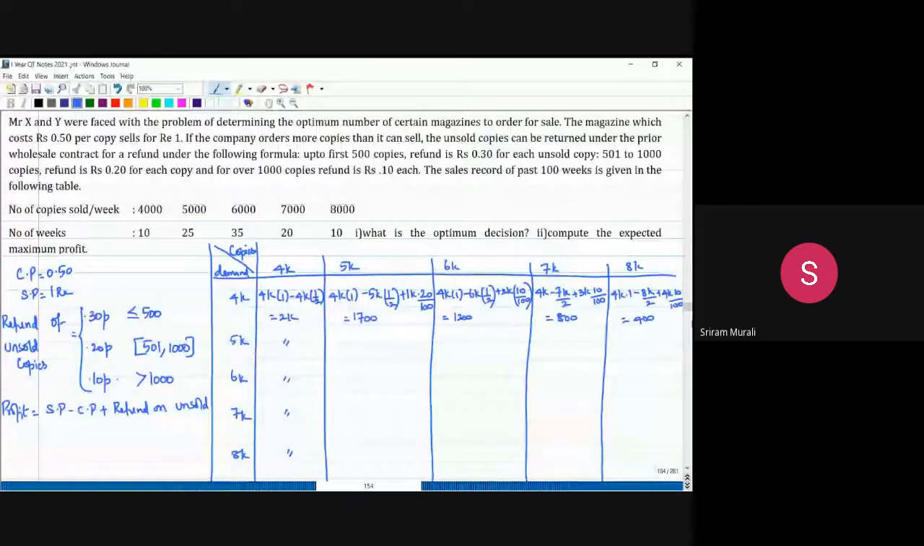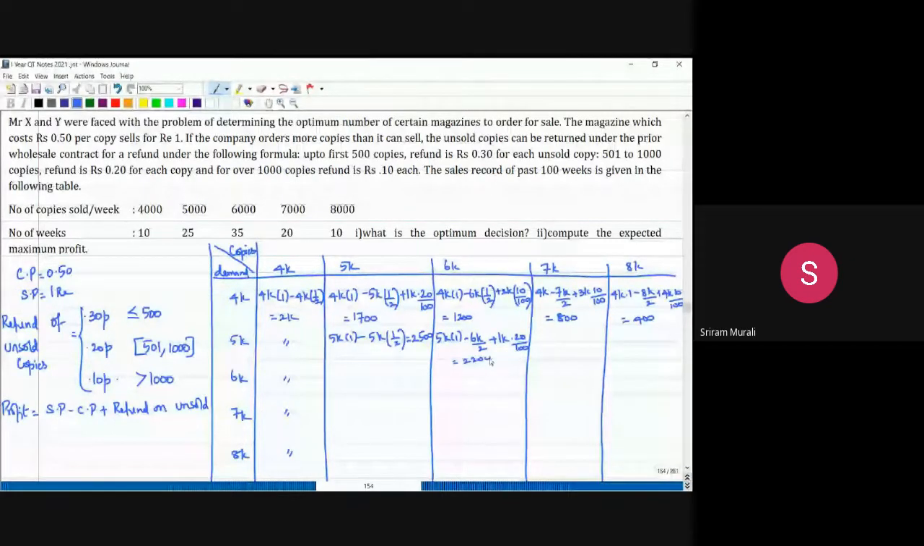Understood that? What will this case come to? Demand is 5. Supply is also the same. So there is no unsold copy. If I had unsold copies, I would have added. It is 2500. What about this case? So 5k into 1 minus 6k into 1 by 2 plus 1k into 20 paise. Yes, 20 paise, because within 1000, it is 20 paise per copy. 20 by 100. That is equal to 2200.